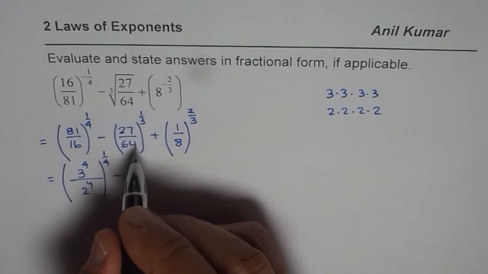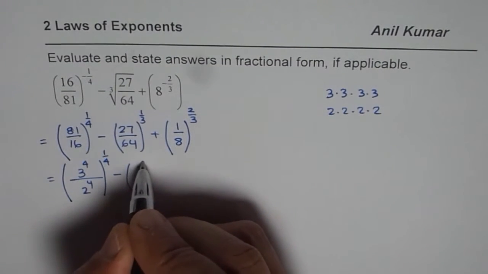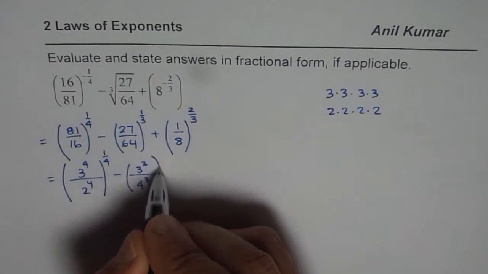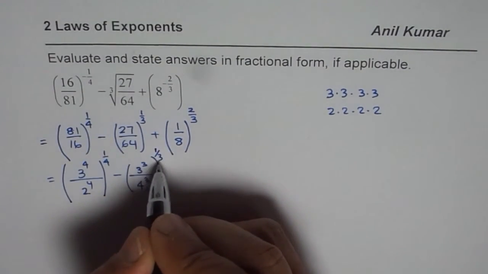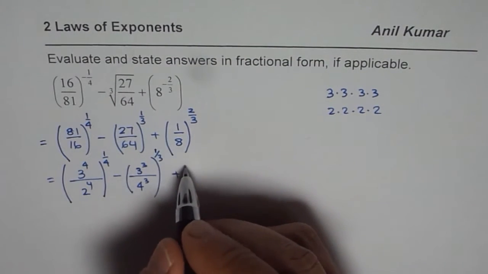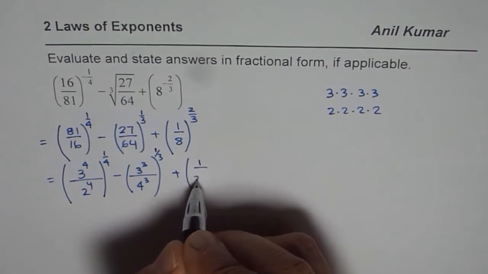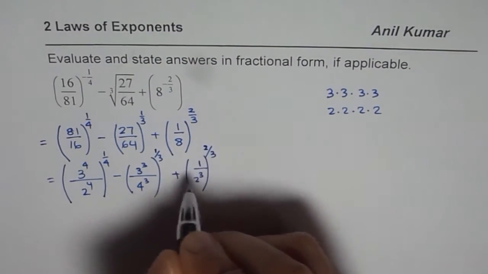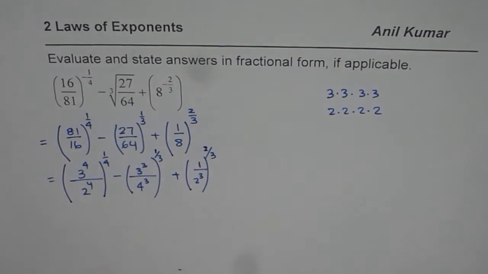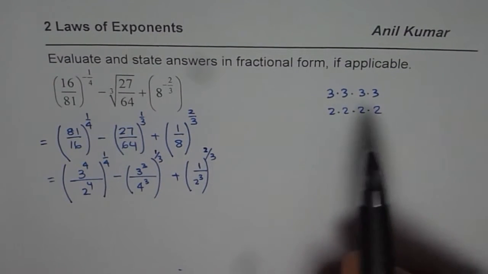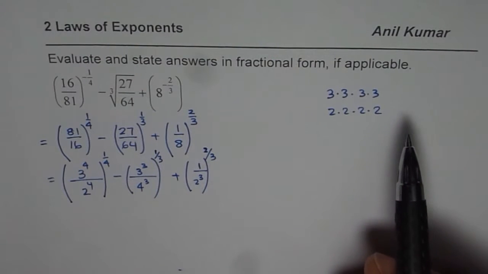27 is cube of 3, so it is 3 cube. On the other hand, 64 is 4 cube, to the power of 1 over 3, plus 8 could be written as 2 cube. So let me first write this as 2 cube. There are many different ways of doing it. Now in this example, I'm doing it in this way so that you get used to the numbers and relate them with their second and third and fourth power at least, right?